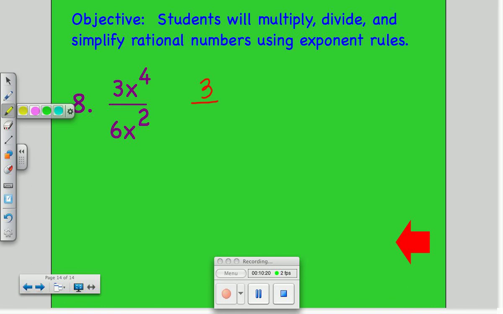I have 3 over 6 times x to the power of 4 over x to the power of 2. 3 over 6 can be reduced to 1/2. You just divide both by 3. If I divide by 3 here, divide by 3 here, I get 1/2 times x to the power of 4 minus 2, which is 1/2 x to the power of 2.